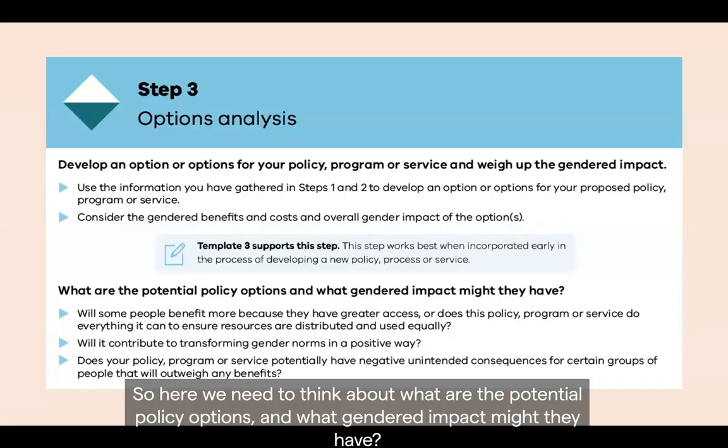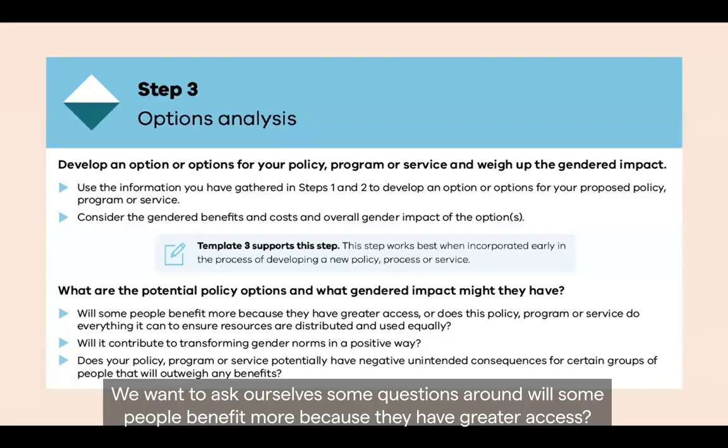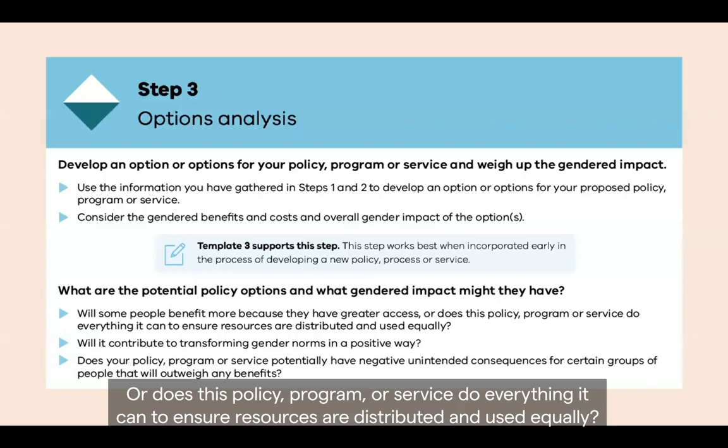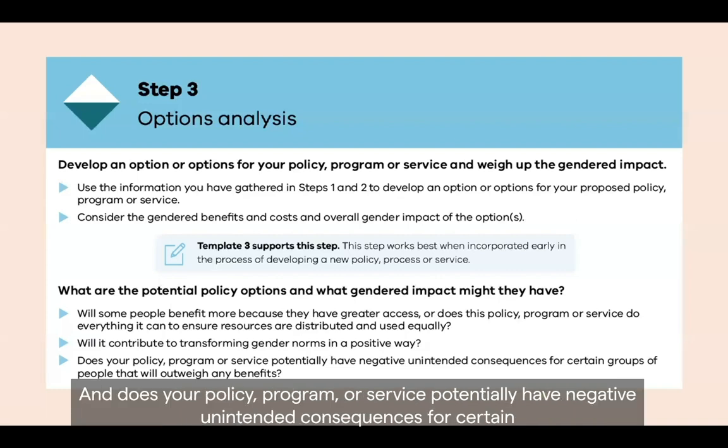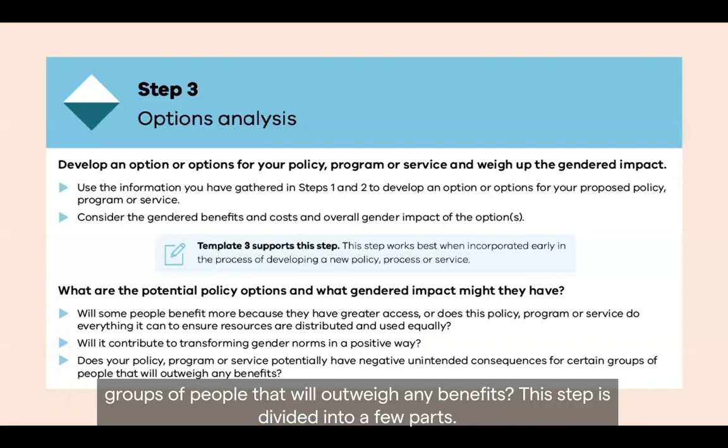So here we need to think about what are the potential policy options and what gendered impact might they have. We want to ask ourselves some questions around, will some people benefit more because they have greater access, or does this policy, program, or service do everything it can to ensure resources are distributed and used equally? Will it contribute to transforming gender norms in a positive way? And does your policy, program, or service potentially have negative, unintended consequences for certain groups of people that will outweigh any benefits?